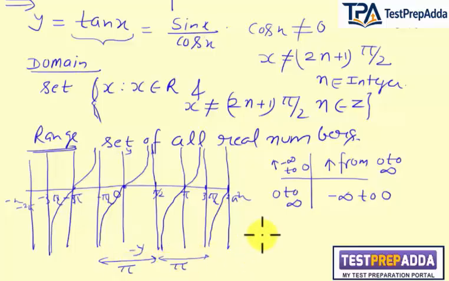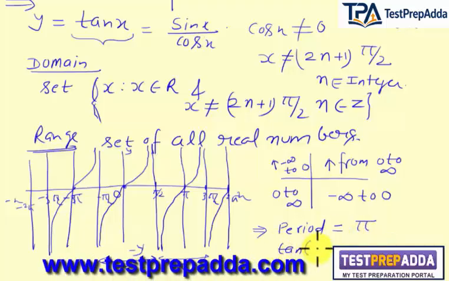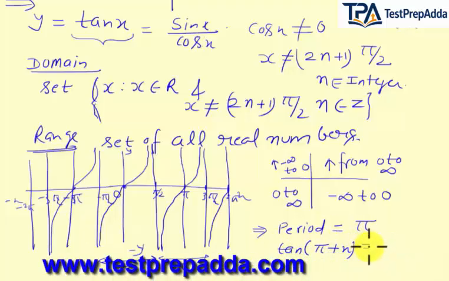So what conclusion you can draw from here is the period. The period of this graph will be what? Pi. Now recall, the period of sine was 2 pi, cos was 2 pi, but for tan, the period is coming as pi. Got the idea? So I can write tan(pi plus x) is equal to tan x. Got it?